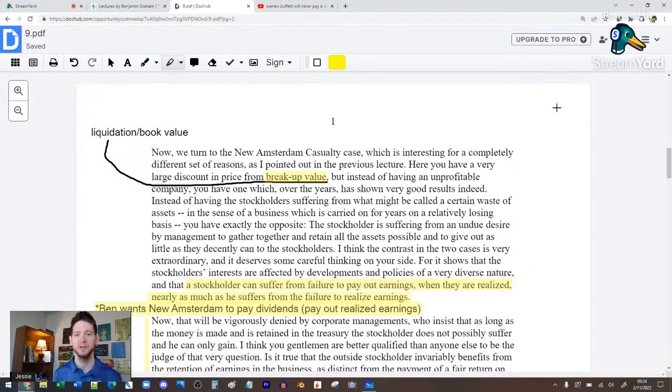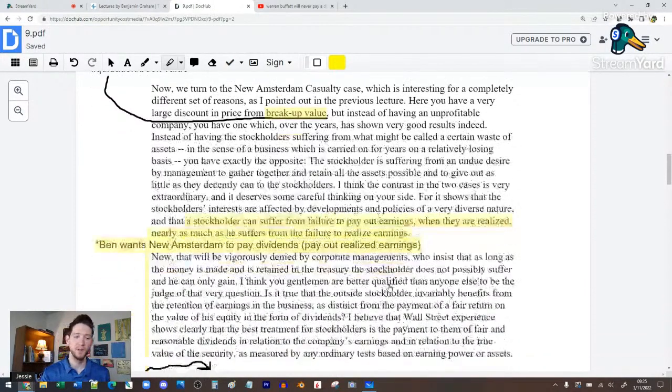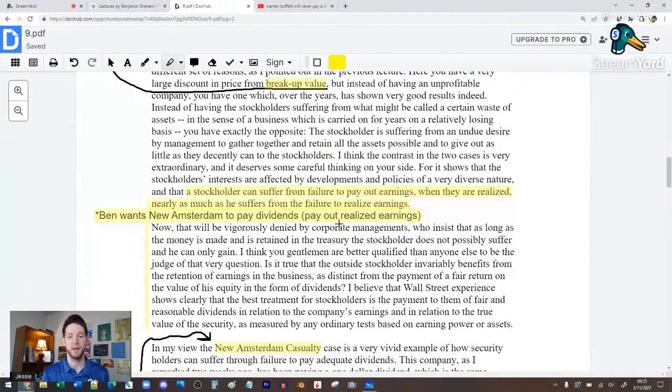What Ben Graham is saying here is in most cases, when you have a company that's selling below book value, it's because they've been on a losing tear. Like every year, when you look at the reported earnings, they're losing money. But this is a case where they're making money, but is still not giving shareholders as much value as they could because instead of paying out any kind of earnings that they make to the shareholders, they're retaining it. And we'll explain why Ben Graham doesn't think that's appropriate. So Ben Graham wants New Amsterdam to pay out dividends or to pay out their realized earnings.